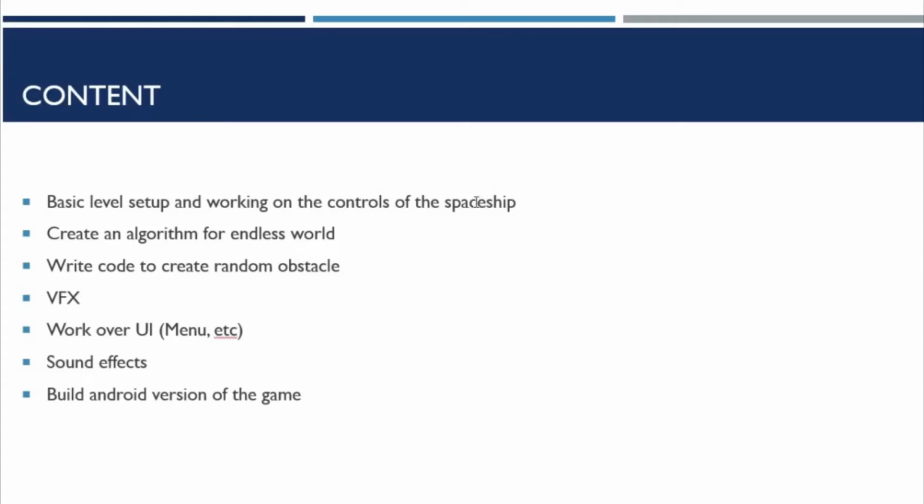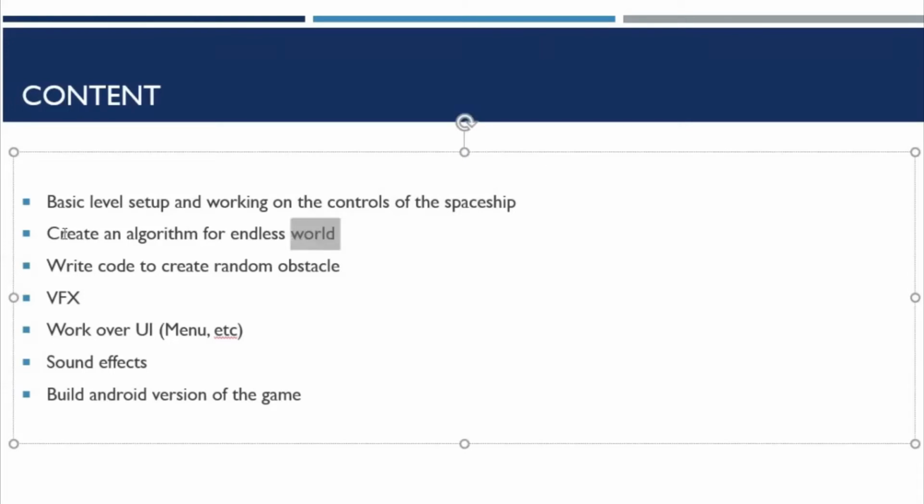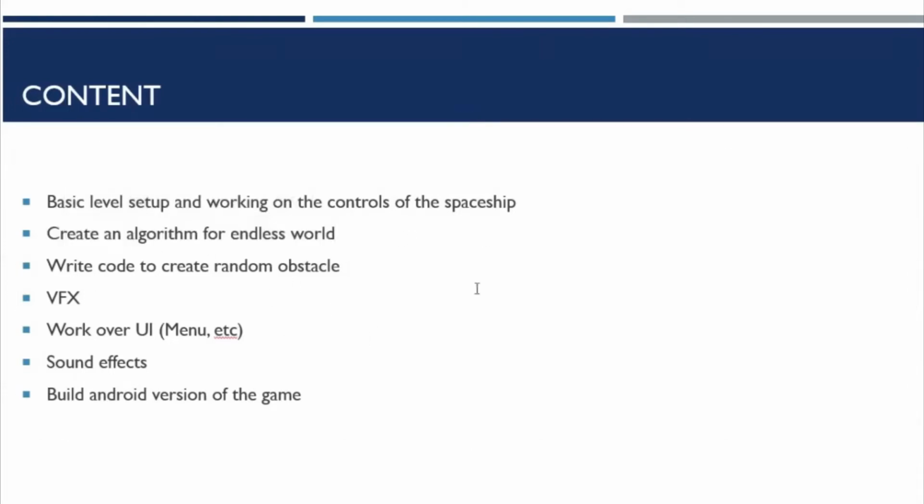So the next thing which we are going to learn, and which is universal, is to create an algorithm for an endless world, guys. The algorithm which you would be learning over here, you could apply somewhere else in another game as well, guys. This is what is new, guys. This is what you are going to learn in Unity. And then we are going to write a code to create random obstacles, guys. This is also a universal code you could use anywhere while creating such types of games.